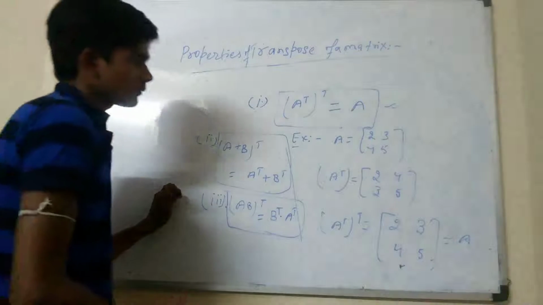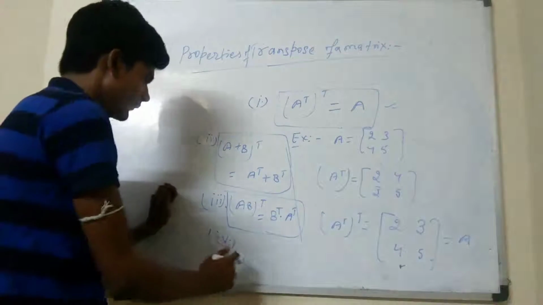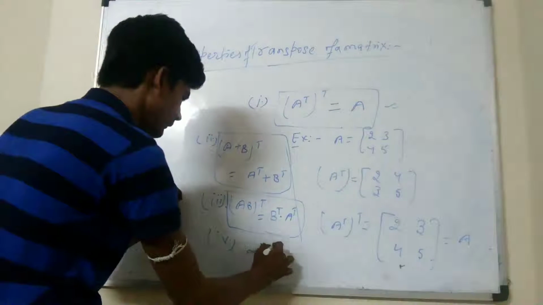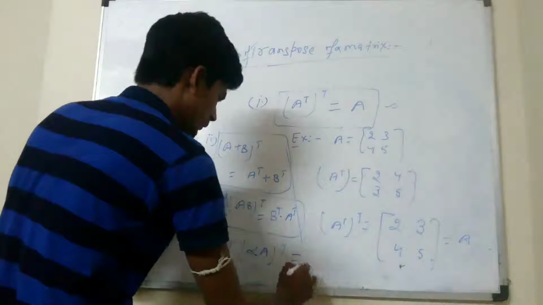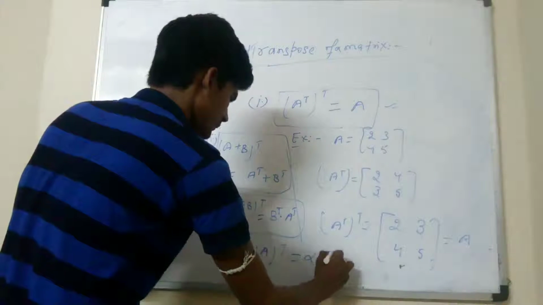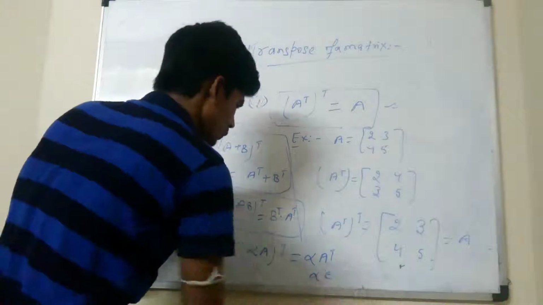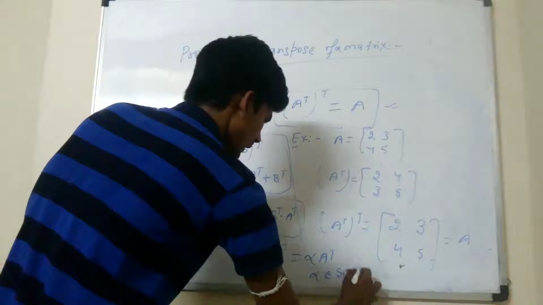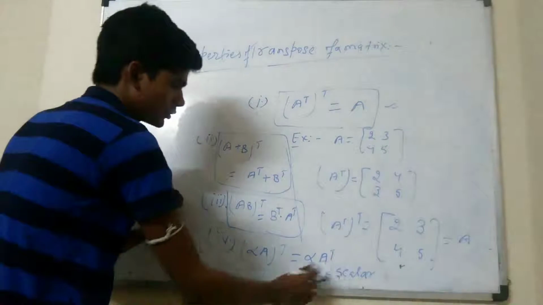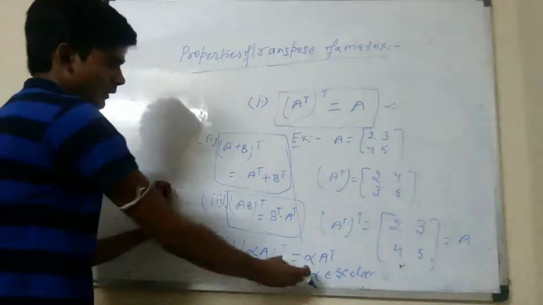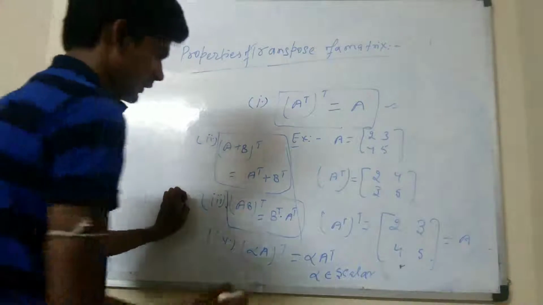Now the fourth property is that the transpose of alpha A is equal to alpha times A transpose, where alpha belongs to a scalar quantity. That means it might be any positive integer or negative integer, both can hold. That is the transpose of a matrix.